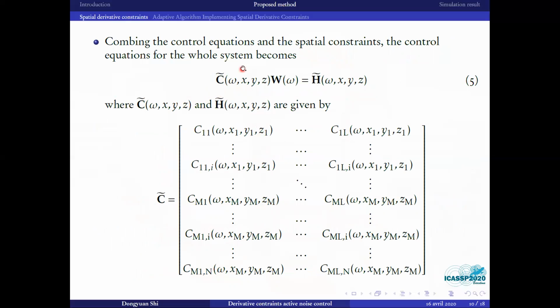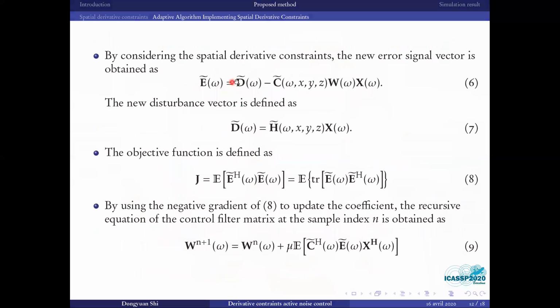To solve this equation, we firstly need to get the new error sensor vector, which is given by equation 6. In this equation, d(ω) denotes a disturbance vector. It's a product of the primary path matrix and the primary source. The system cost function is also defined as the mean square of the error signal.